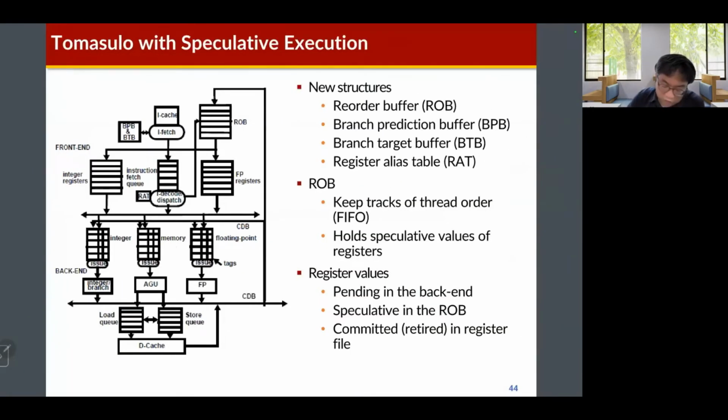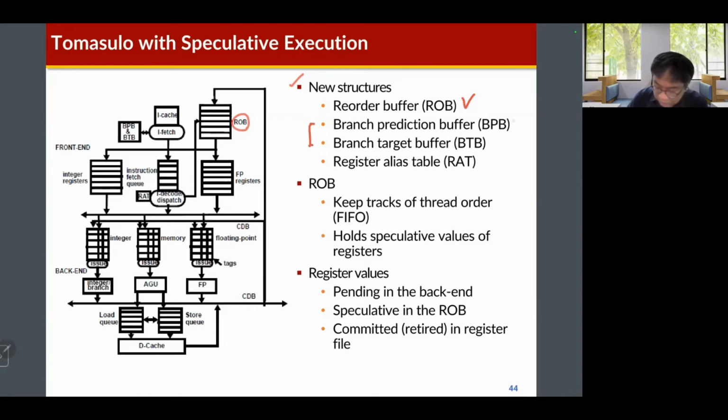This is the architecture of the Tomasulo algorithm with speculative execution. As you can see, new structures and new functional units are included in this speculative execution, like the reorder buffer here. The reorder buffer is temporary storage for normal instructions, like instructions that access the register file. I already explained this. So the reorder buffer is the main component of a processor that supports speculative execution.